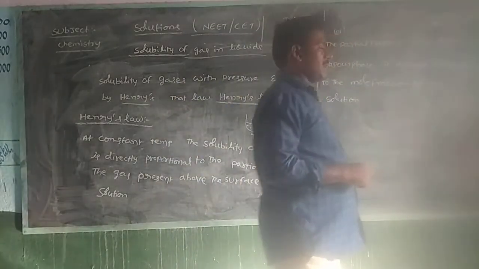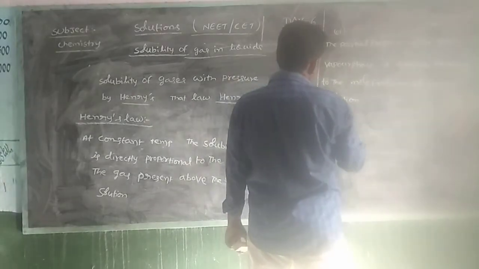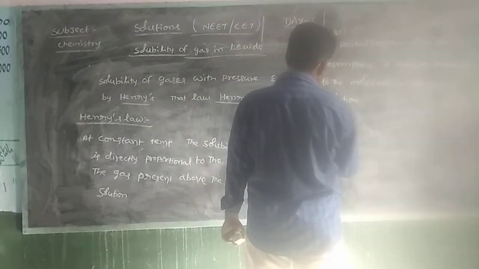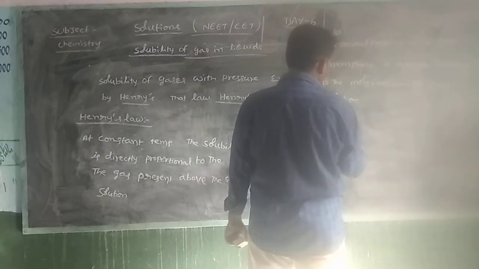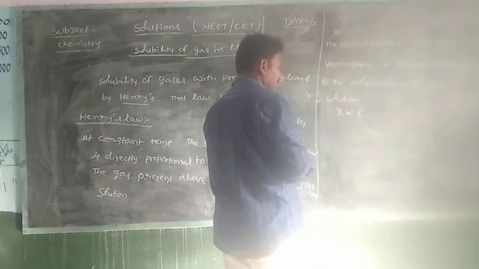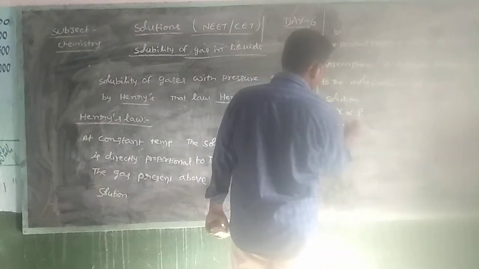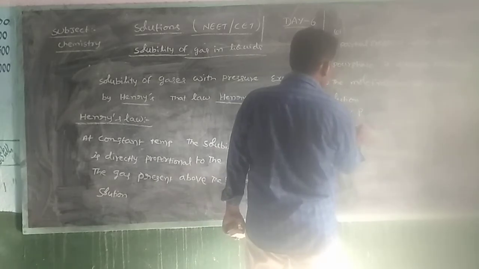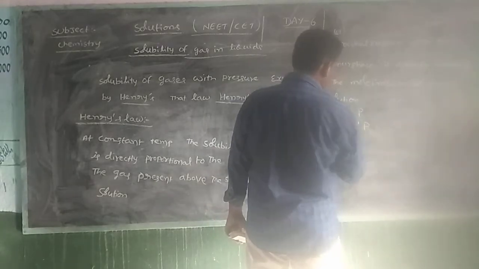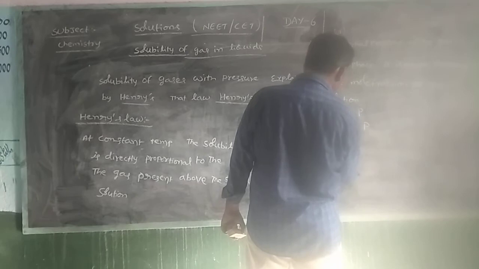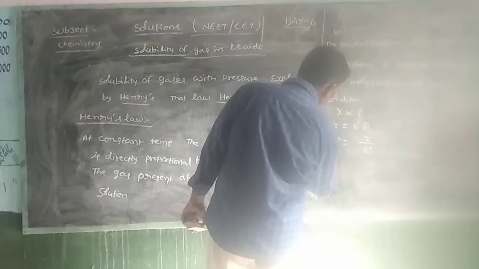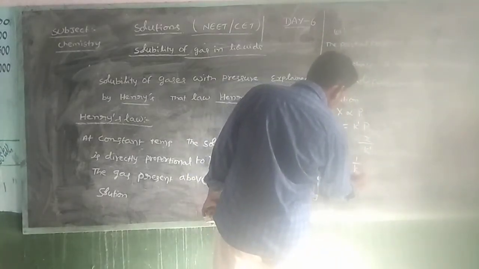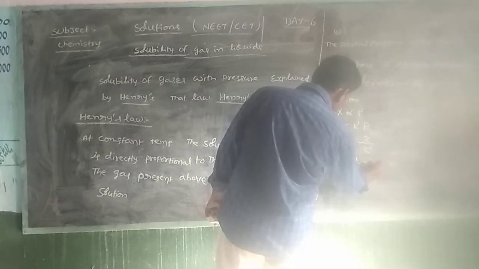That is Henry's law. The mole fraction is indicated by x. x is directly proportional to the partial pressure of the gas, so x is equal to K1 times P, where K1 is the constant. If you write P, it is x by K1, that is, P is equal to 1 by K1 into x.